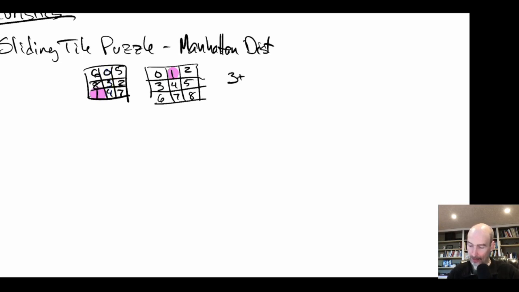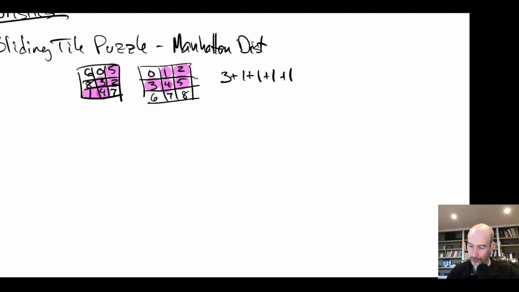And then I can look at the 2 tile. The 2 is here. The 2 is supposed to be here, so it's only off by 1. The 3 is here. The 3 is supposed to be here, so it is off by 1. And the 4 is right here. It's supposed to be here. The 4 is off by 1. If I continue, the 5 is supposed to be here, it's actually here, so it's off by 1.